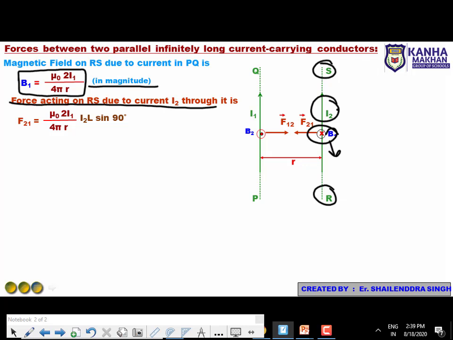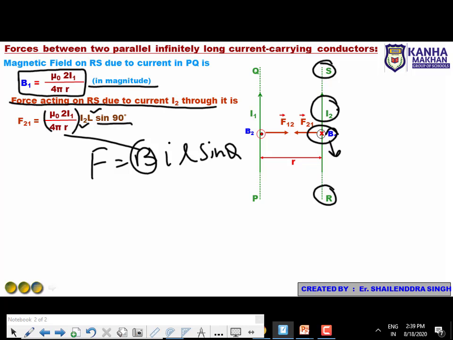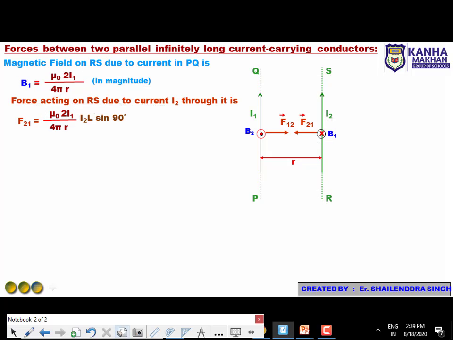So the force F equals BIL sin theta, you know very well that was the formula. B is given here, I is the current flowing in it, L is the length of that conductor, and the magnetic field and current make an angle of 90 degrees here. So finally we get the result F12 equals mu naught upon 4 pi, 2 I1 I2 L by R.